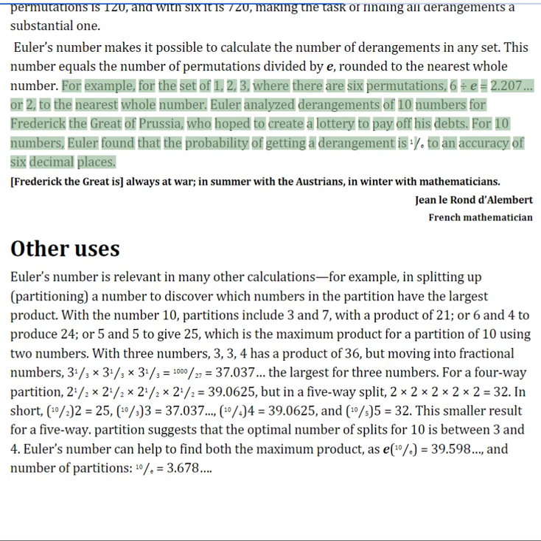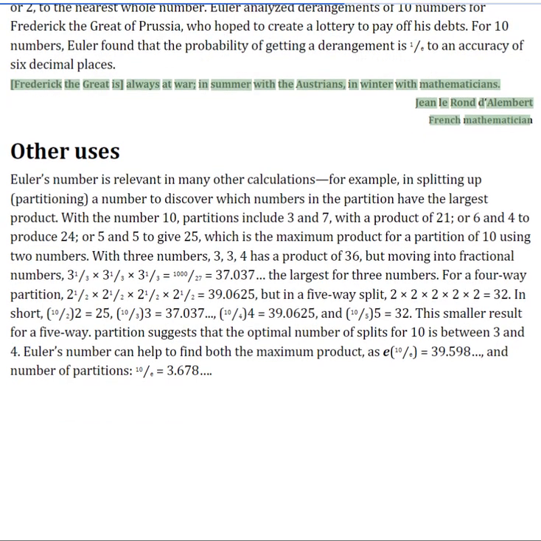Euler analyzed derangements of 10 numbers for Frederick the Great of Prussia, who hoped to create a lottery to pay off his debts. For 10 numbers, Euler found that the probability of getting a derangement is 1/e to an accuracy of 6 decimal places. Always at war, in summer with the Austrians, in winter with mathematicians. Jean-Baptiste d'Alembert, French mathematician.